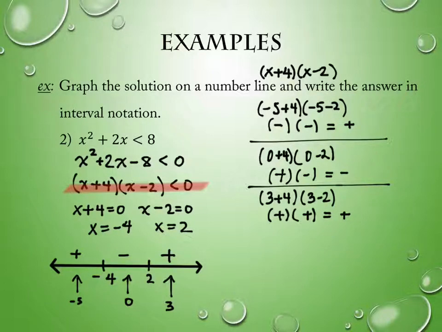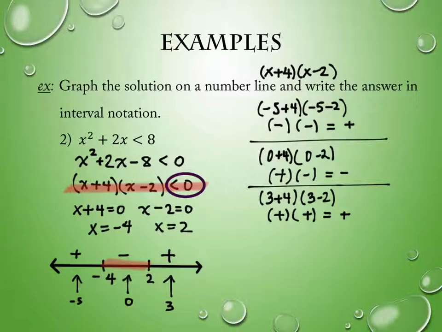Okay, Sarah, to answer your question, what we do is we look at the sign right here. This says that it's less than 0. So does less than 0 mean negative, or does less than 0 mean positive? It means negative. So that's how we decide. This one says less than 0, negative, so the answer would be the negatives on our graph.